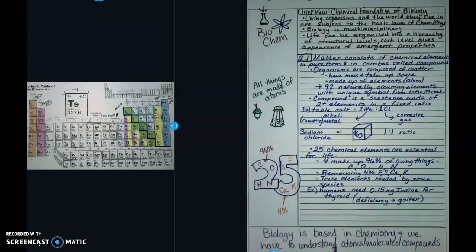So understanding these basics of what matter is, what an element is, and what a compound is important because the next step we're going to build off of that information.